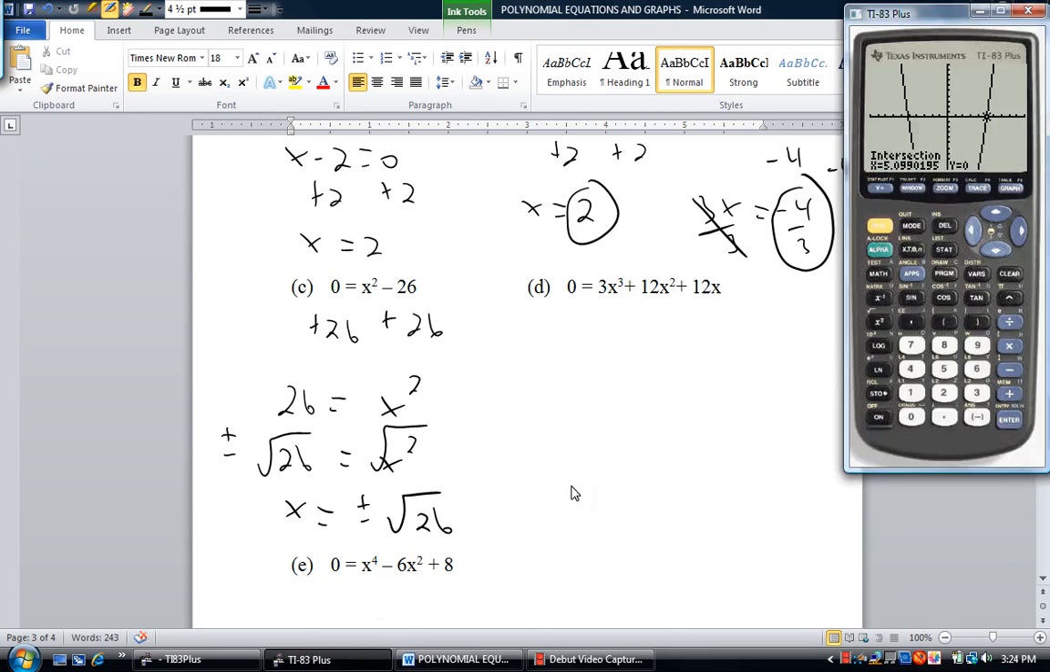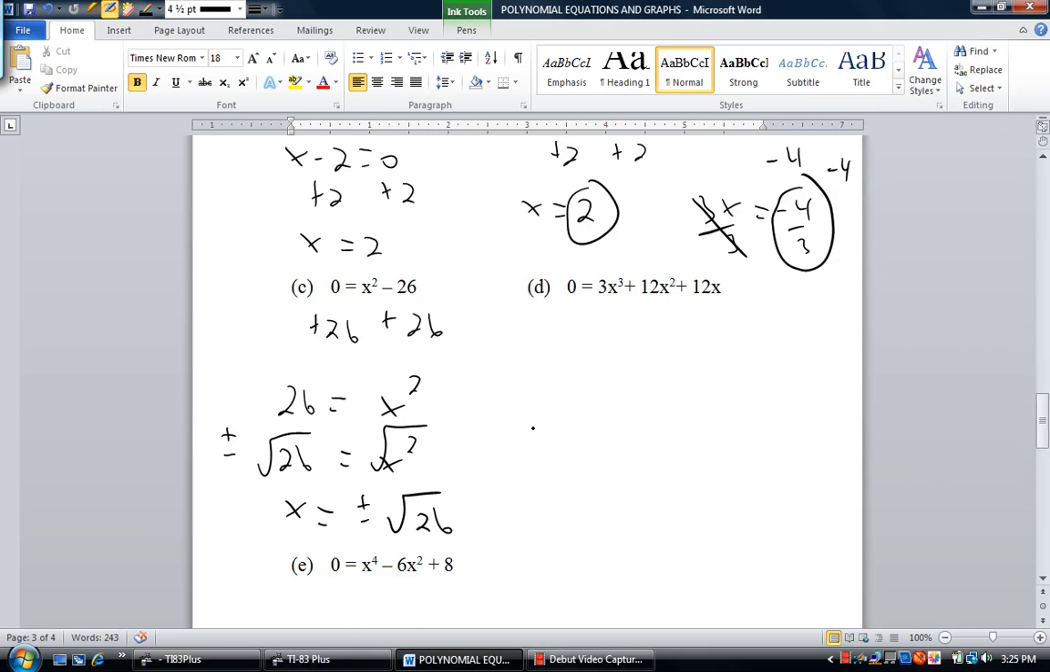Let's go back to our graph. See that 5.099 blah blah blah? What's this? Remember 5.099 blah blah blah. There it is. Matches up. So it was a square root answer. No decimals. We don't want decimals.